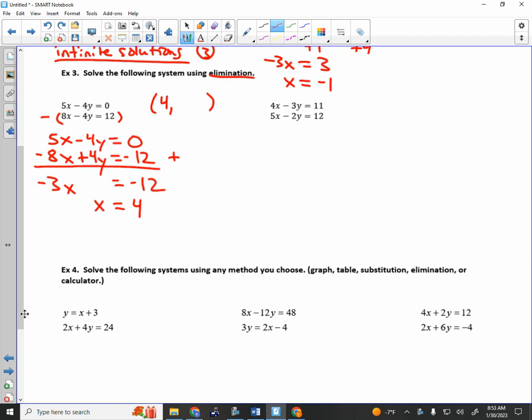In order to come up with the y value, you plug it back in. And it doesn't matter which one you choose. You could choose either or. Which one would you like to choose? The top one. So she's going to plug 4 in right there. And I get 5 times 4 is 20. Minus 4y equals 0. As we solve, we subtract that 20. Negative 4y equals negative 20. So y is equal to 5. And that's my solution.